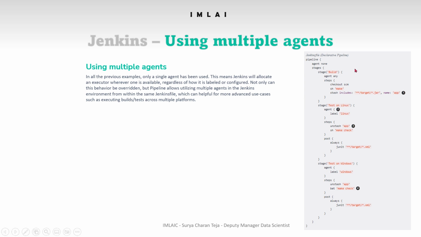Here is the build stage. The build stage will be performed on one agent. You see that? And built results will be reused on two subsequent agents labeled Linux. You see that? This is another agent, and then test on Windows respectively. This is how multiple agents work.